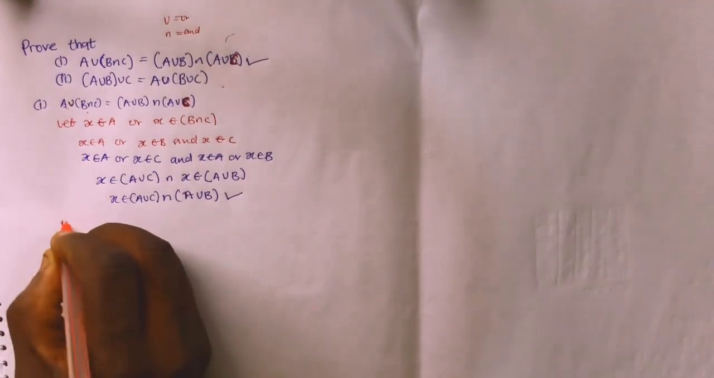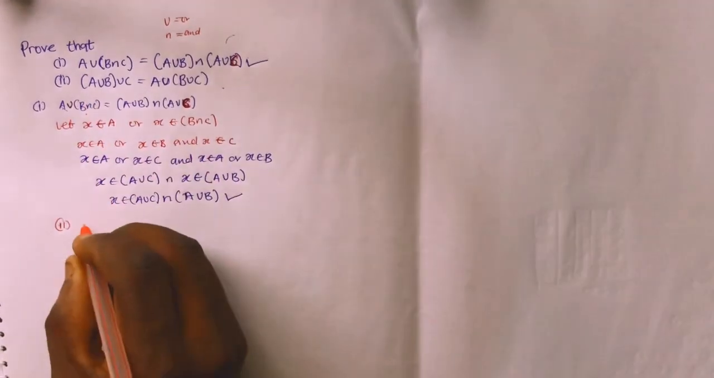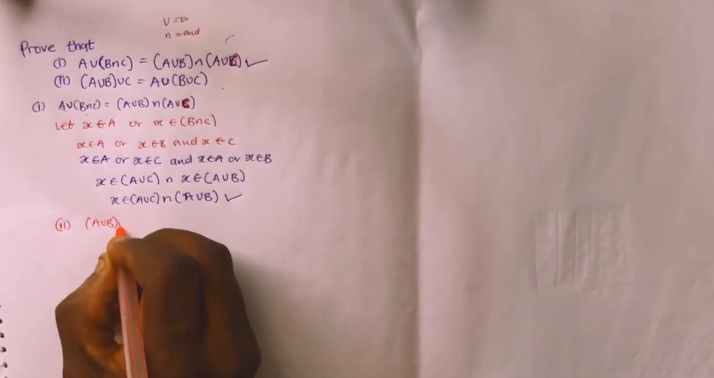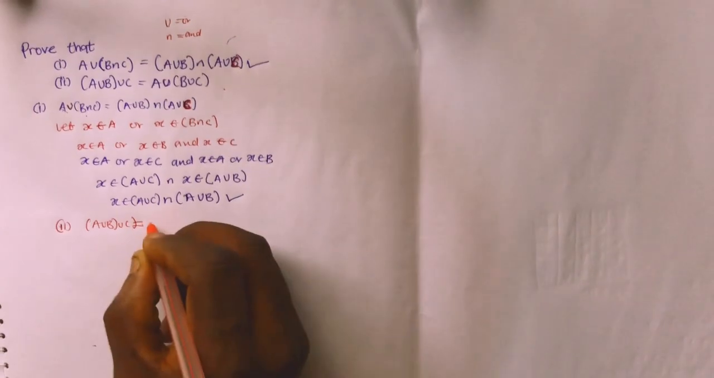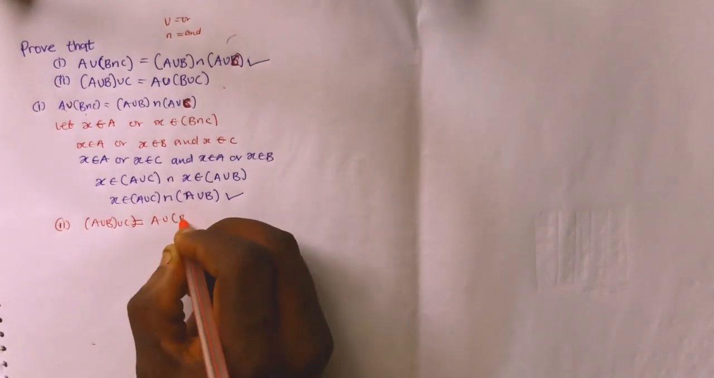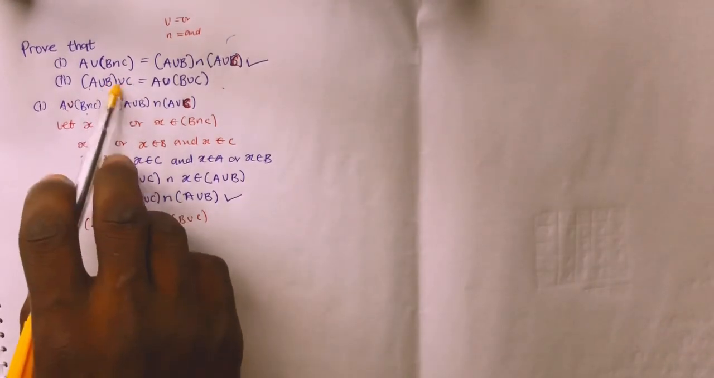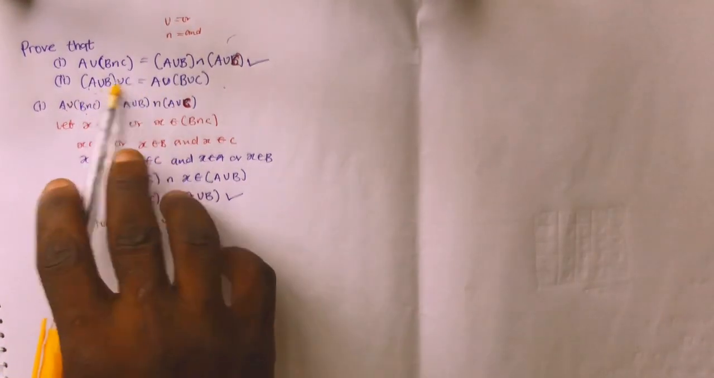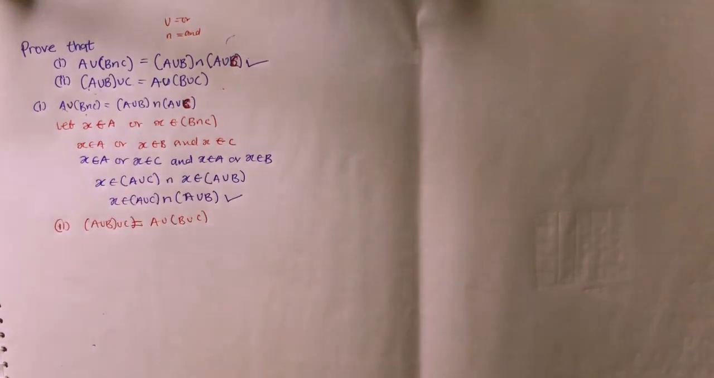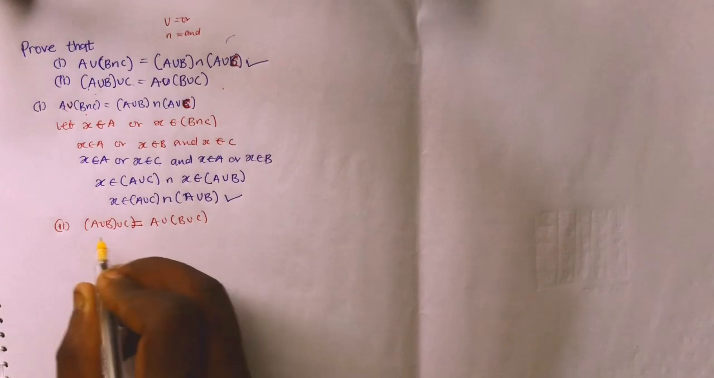The second case, you are going to use the same method. It's very simple. Now let's prove the second case. We have to prove that (A union B) union C equals A union (B union C). Look at this though. This is what they call the associative property. You know, B and C are enclosed in the brackets, while in this case A is left out, not enclosed in the brackets. That is the associative property.